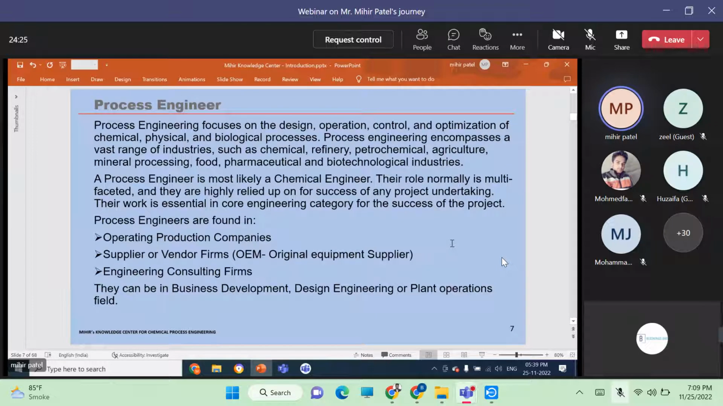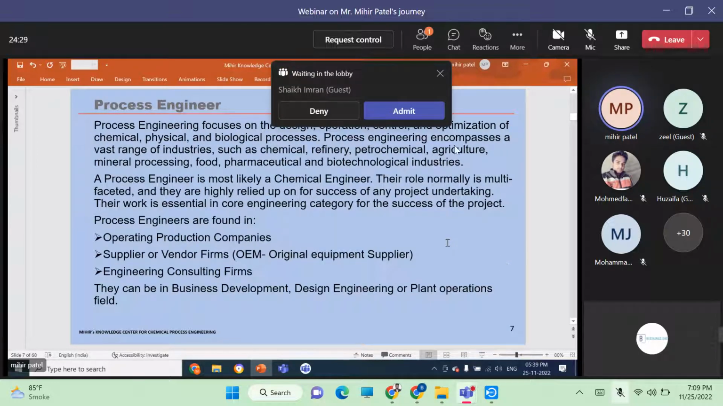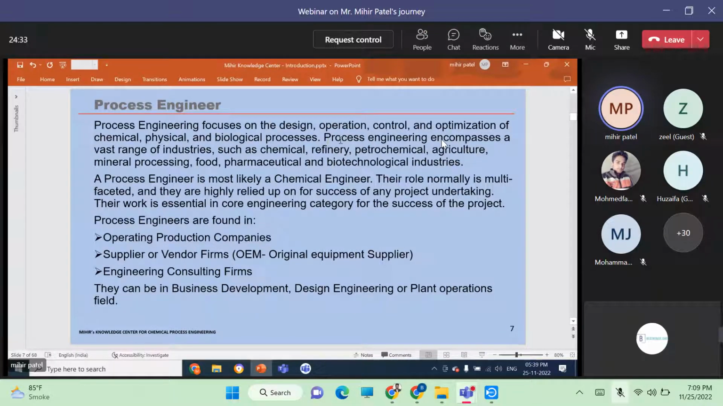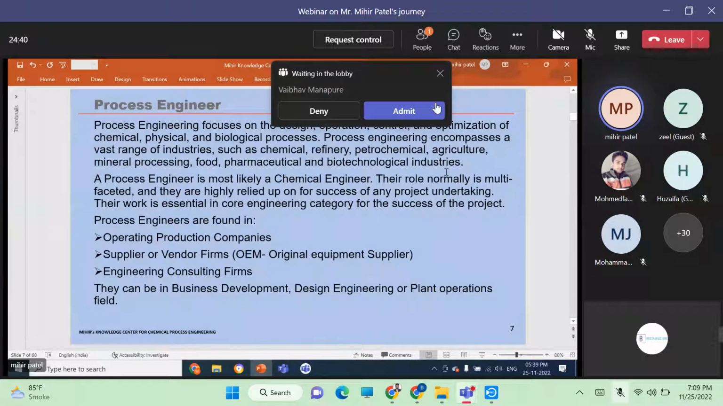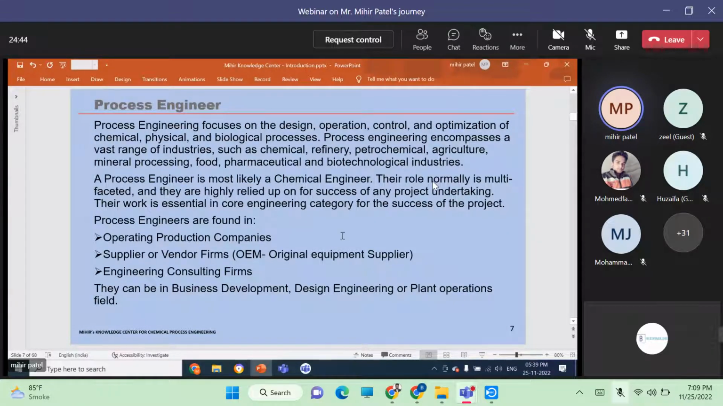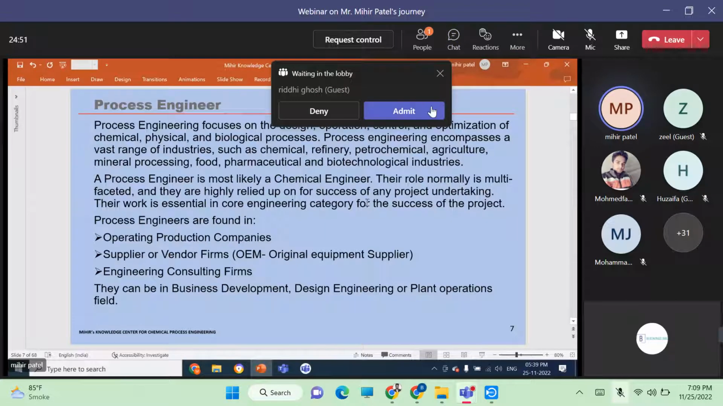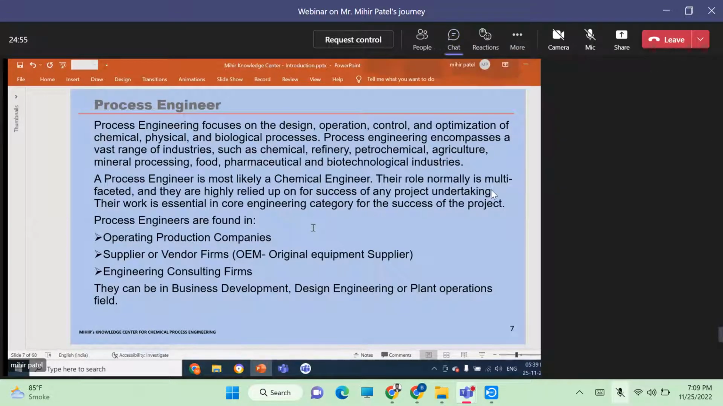We'll start with the process engineer. Now, process engineering focuses on the design, operation, control, and optimization of chemical, physical, and biological processes. Process engineering encompasses a vast range of industries. So there are many industries: chemical, refinery, petrochemical, agricultural, pharma industries, biotechnological industries. Now, a process engineer most likely is a chemical engineer. Their role normally is multifaceted, and they are very much relied upon for success of any project undertaking.